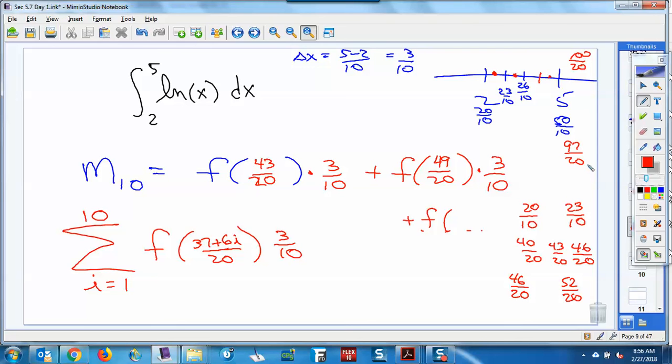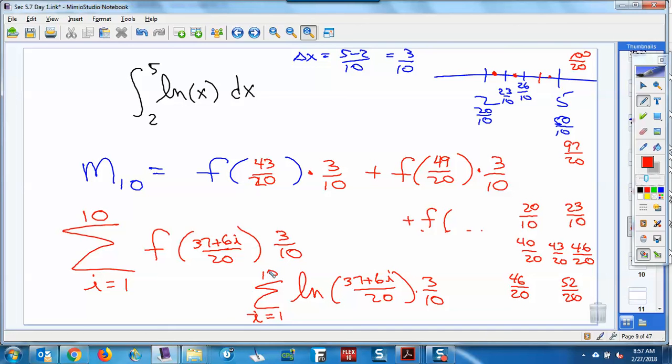So we put a 10 in here. We're going to get 60 plus 37. Oh yeah, 97 20ths. Okay, so that'll give us our last one. I don't know if that's a huge deal to figure out, but it's half a width away from 5. Remember, because it's a midpoint. Then the last thing to do is take it out of our F notation, so we'd have ln of 37 plus 6i over 20 times 3 tenths, and then we go from 1 to 10.